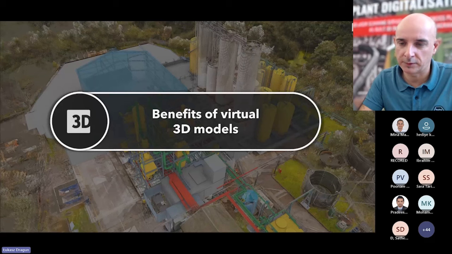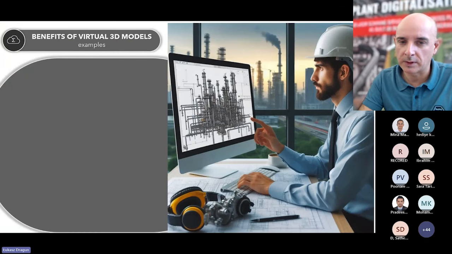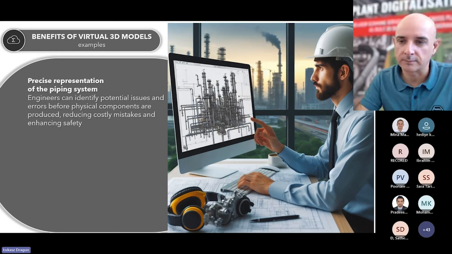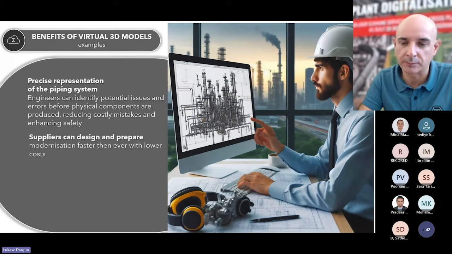So what are the benefits of virtual 3D models? Based on the industry's experience and ours, there are some more important ones. For example, the precise representation of the piping system. Engineers can identify potential issues and errors before physical components are produced, reducing costly mistakes and enhancing safety. Suppliers can design and prepare modernization faster because they can work with the point cloud and manage it with measurements, and can be on site in the virtual world just like they can be in the real world.